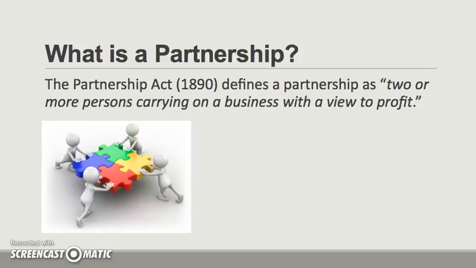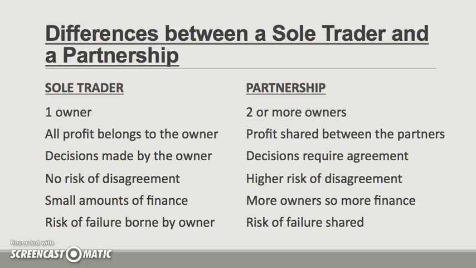So what is a partnership? Well, the Partnership Act of 1890 defines a partnership as two or more persons carrying on a business with a view to profit. Now, partners have unlimited liability in the same way as sole traders do. Therefore, they can have their own private assets taken away to pay for the debts of the business. So if that's a similarity, what are the differences between a sole trader and a partnership?